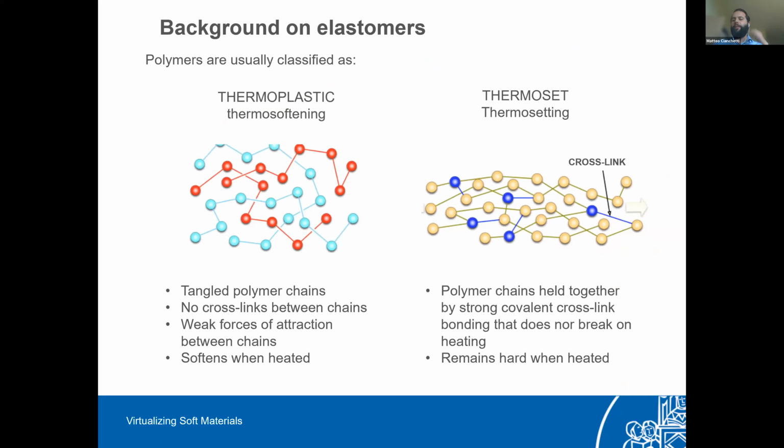Elastomers in general are soft materials that we usually use in soft robotics. They are polymers, and polymers are usually classified in two main groups, thermoplastic and thermoset. Thermoplastic materials are usually based on polymer chains that are tangled, but there are no cross links between the chains. They rely on weak forces of attraction between those chains, and if heat is applied, they become softer. On the other side, thermoset materials have cross links that hold the polymer chains together, connecting those chains. These are not broken by heat, so they remain hard even when you apply heat.